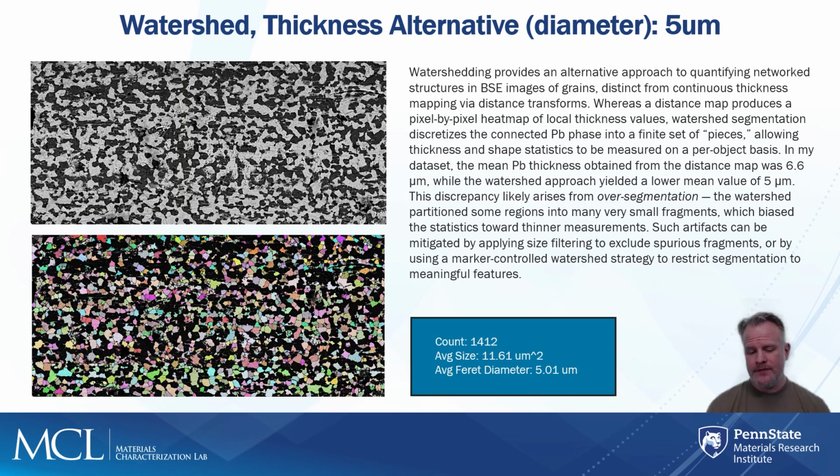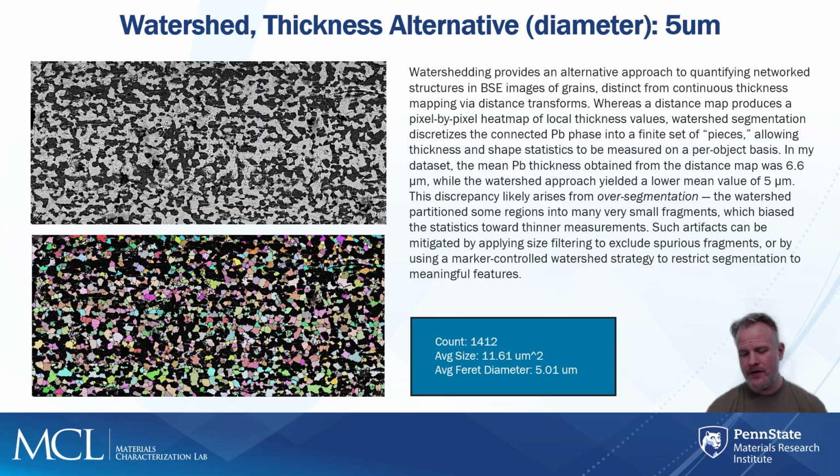Another alternative for measuring thicknesses would be watershedding these networks, which shatters everything apart into pieces. What FIJI is looking for in this case are pinch points with those bright lead grains. Anywhere where those pixels get close together, it's going to draw a line and do a break. So these are discrete measurements, and at that point I can start to get average diameters of each one of these individual pieces. In this case, there's about 1,400.